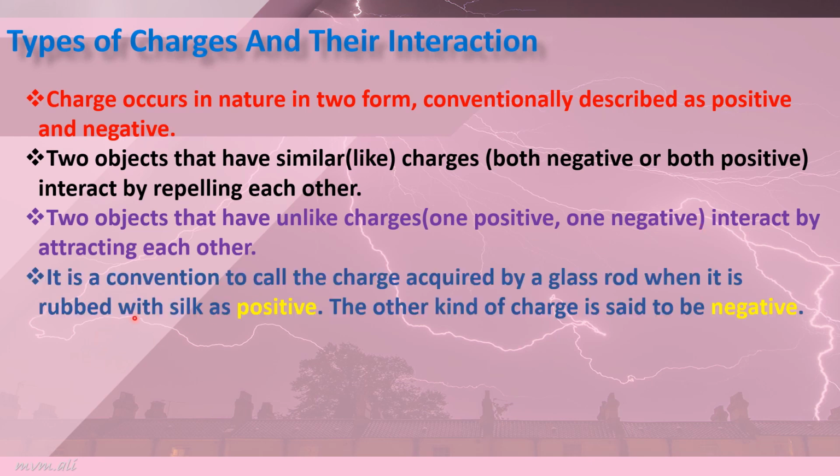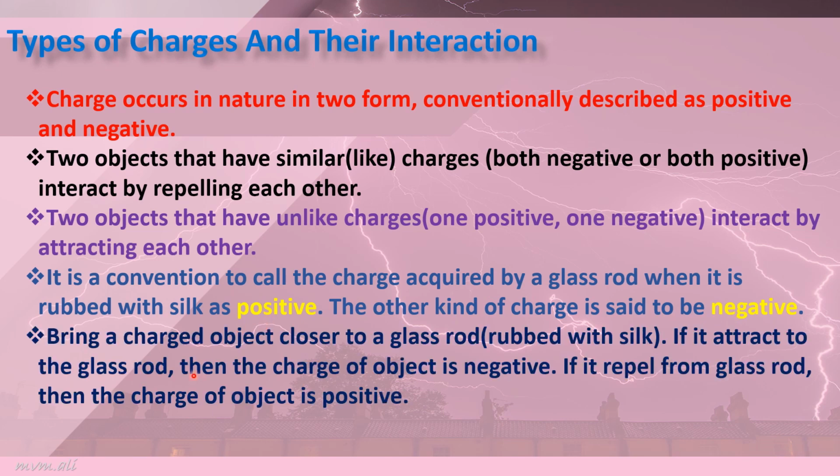It is a convention to call the charge acquired by a glass rod when it is rubbed with silk positive. The other kind of charge is said to be negative. So we can take this as a standard scale to understand the type of charge which is formed on an object by rubbing. The charge acquired by the glass rod when it is rubbed with silk is positive. Then the other kind, the opposite charge, will be negative.